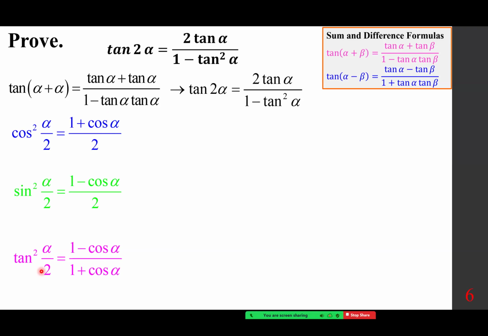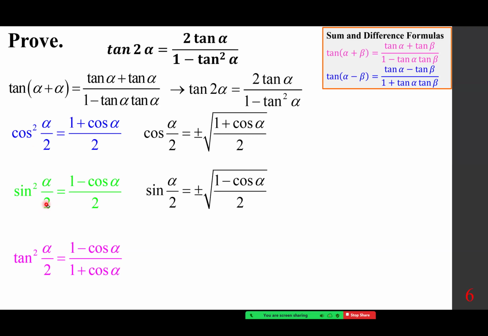We recall this from the previous page. We showed this is the case. Therefore, what is cosine alpha over 2? Take a root, plus minus. We showed sine squared alpha over 2 is 1 minus cosine alpha over 2. So what is sine alpha over 2? Take a root, plus minus. We showed tan squared alpha over 2 is 1 minus cosine alpha over 1 plus cosine alpha. We showed that. So what is tan of alpha over 2? Take a root, plus minus.